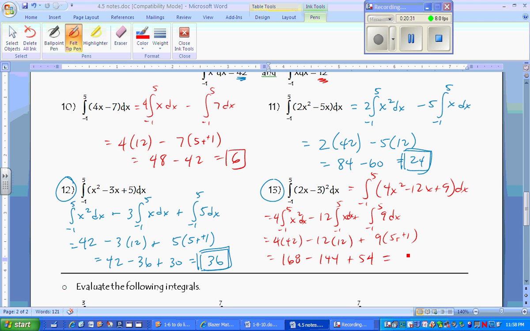So that gives us 78. So that gives us the area under that curve.